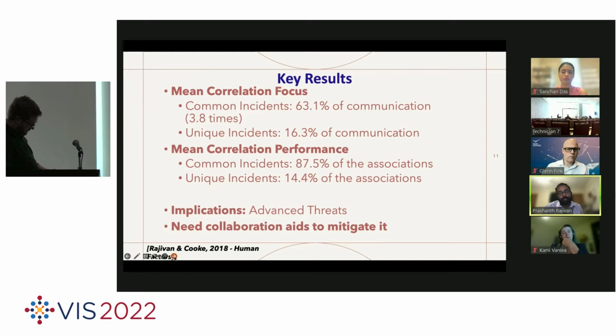The idea here is that in these kinds of cybersecurity scenarios, where complex information sharing is needed, there's a huge scope for visualizations to help human performance and human decision making. All right, so I'll pause at that and I'll move on.